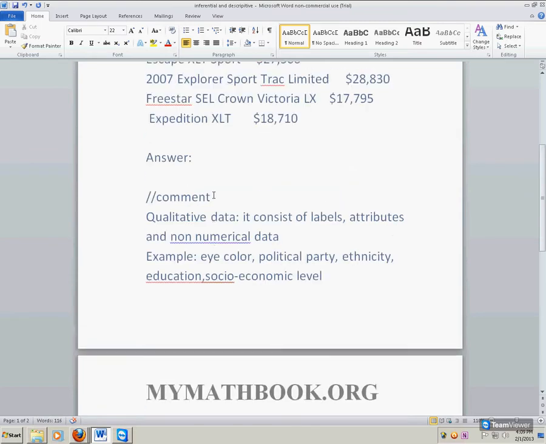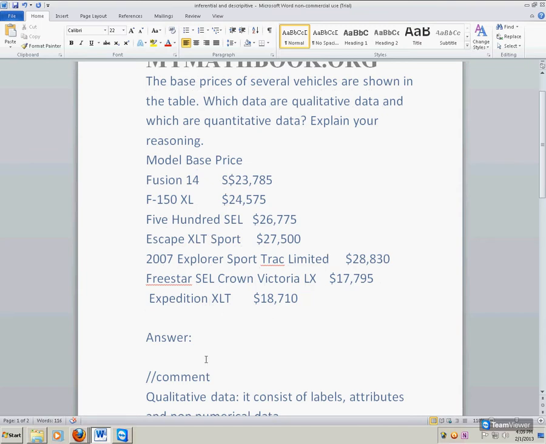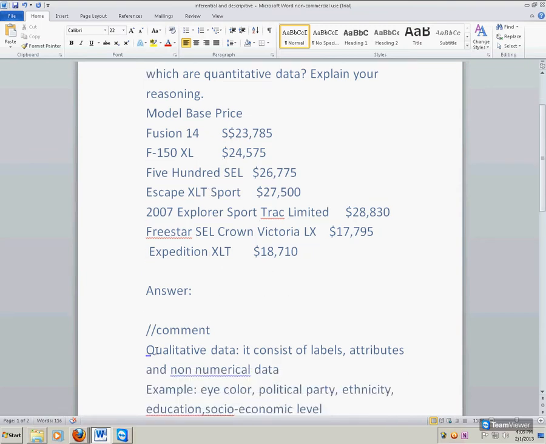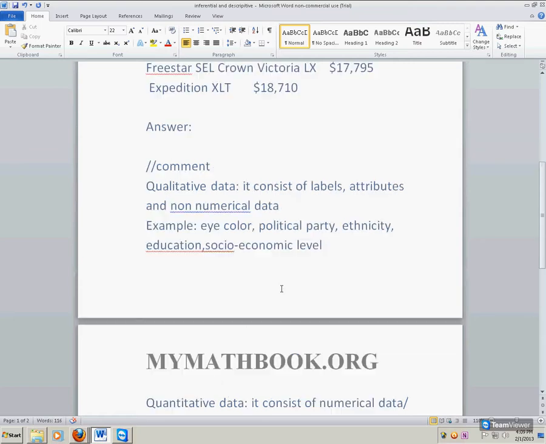Let's go straight ahead and answer the question then, which should be much easier now. The base prices of several vehicles are shown in the table. So this is our table, although it's not structured like a table with all the cells in it, but I just put it down this way. Which data are qualitative data and which data are quantitative data? Explain your reasoning. You could use the reasoning that we gave, by saying qualitative data consists of labels, attributes, and non-numerical data, and quantitative data consists of numerical data and measurements.